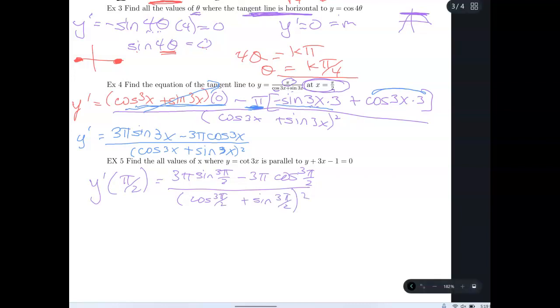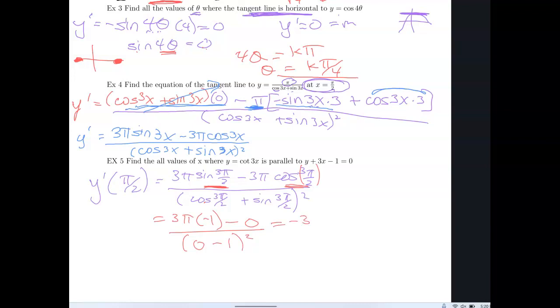Okay, so let's look at this. So this here is negative 1. Cosine of 3 pi, that's supposed to be a 3 pi over 2, right? Cosine of 3 pi over 2, that's 0. So that's all gone. And this down here, cosine of 3 pi over 2 is 0. And then sine of 3 pi over 2 is a negative 1. So I get a negative 3 pi, and this is negative 1 squared. So that's a positive. All right, whew, that's the slope.